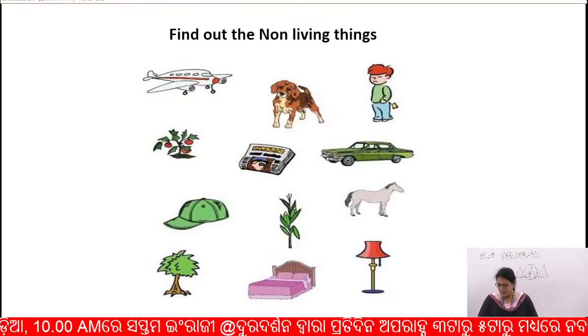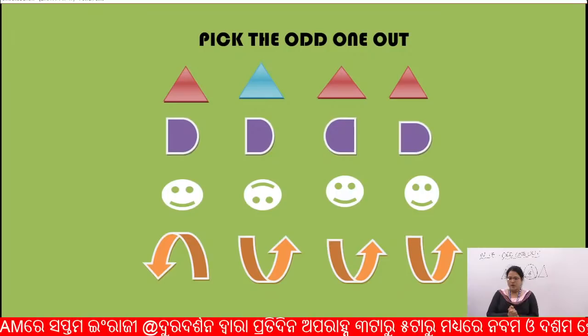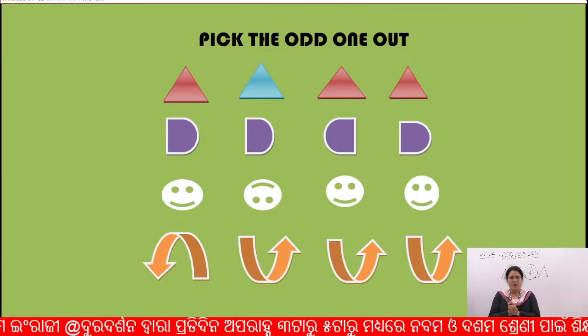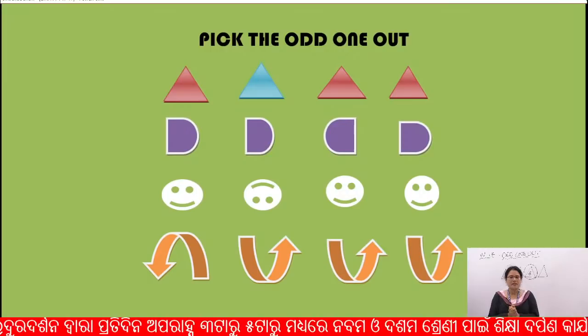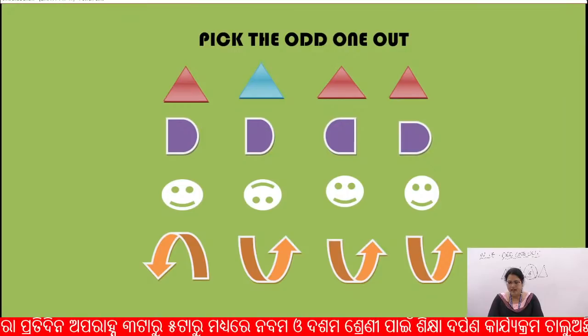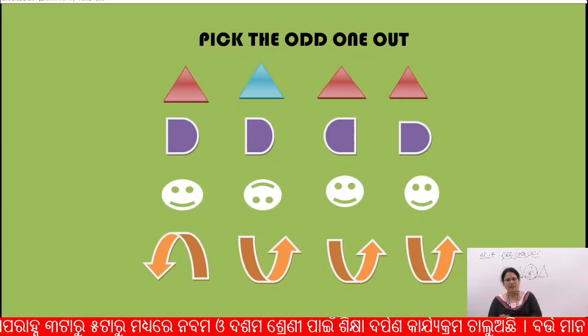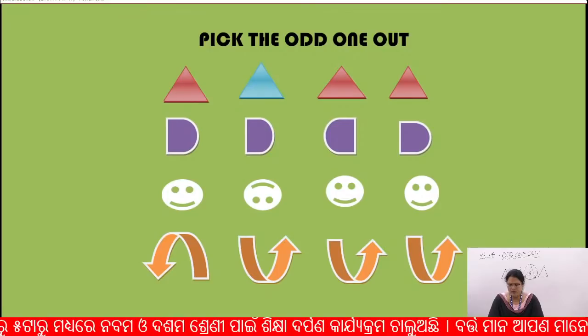Now, look at your screen. Pick the odd one out. I have some shapes or images here. You have to find out the different one, the odd one. In the first row, there are four triangles. Which one is different, students? Yes, the one which is blue in color. Next one, the Ds are written. Which is different? The third one, because D is looking in a different side. Then the emojis. There are four smileys. Which one is different? The second one. It looks upward.